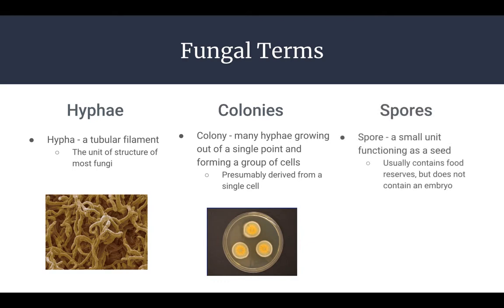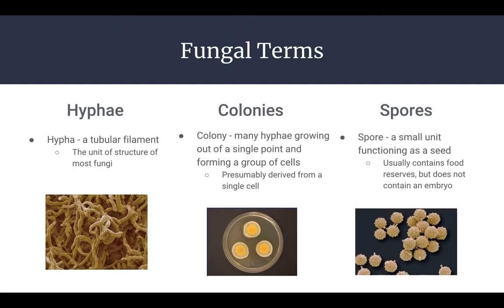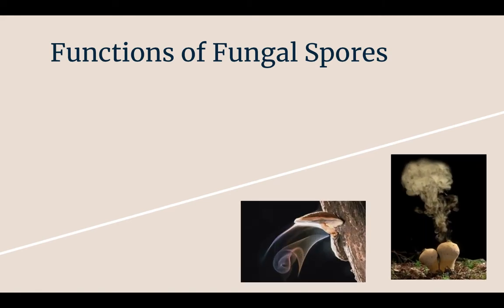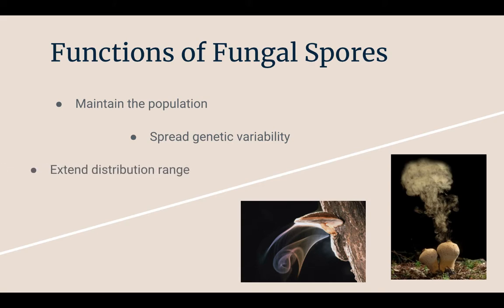Finally, the spores are the small units that function like a seed. They are very similar to pollen of plants, except that they are the entire package. And here is a closer look at some spores. Spores are essential to the continuation of fungal species, as they maintain the population, spread the genetic variability, and extend distribution range. Because these spores are so vital, fungi have developed varying ways of dispersing them.